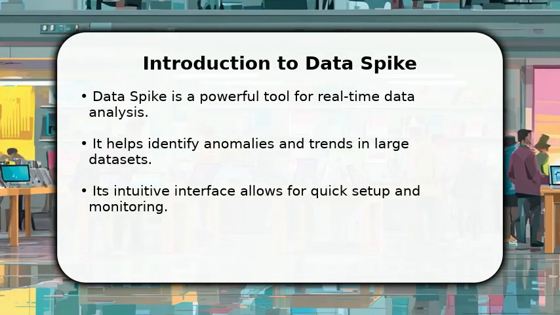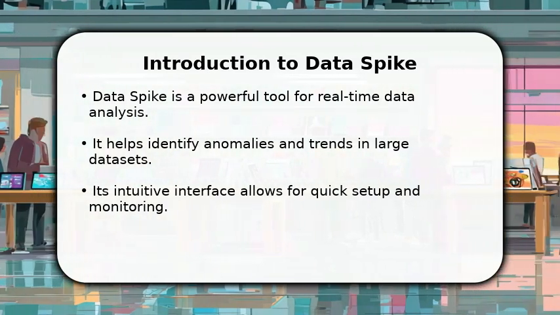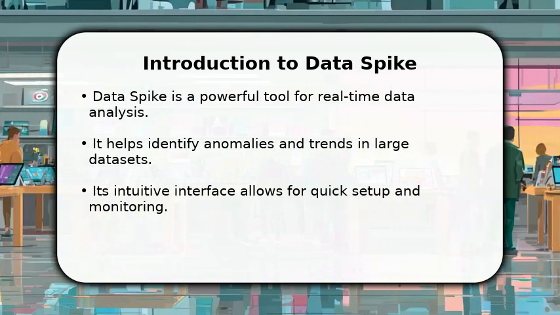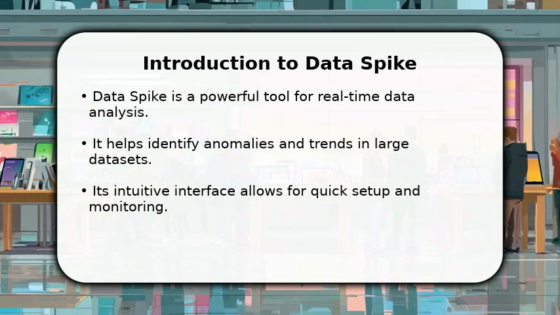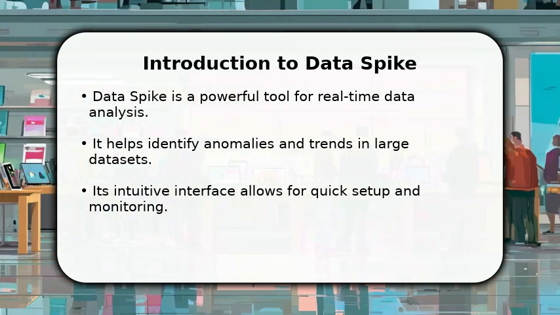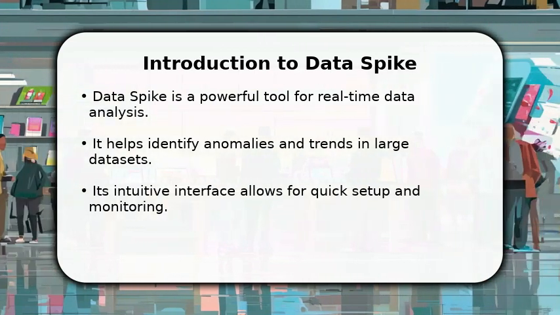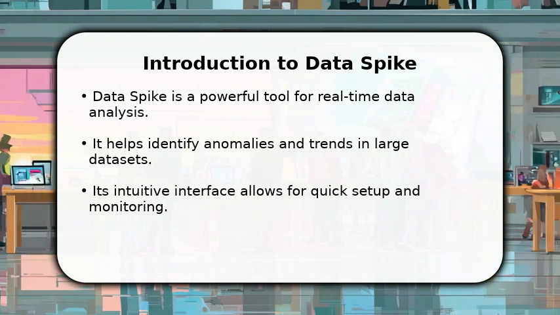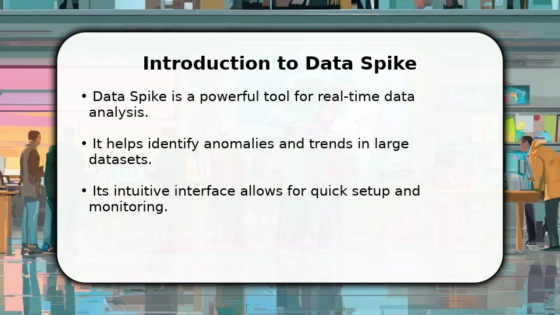In this video, I will explain how to use Data Spike. This powerful tool is designed for real-time data analysis, helping you quickly identify anomalies and significant trends within your datasets. Its intuitive interface ensures a straightforward setup, allowing you to begin monitoring your critical information with minimal effort. Data Spike empowers you to gain immediate insights and maintain a clear overview of your data's health and performance.